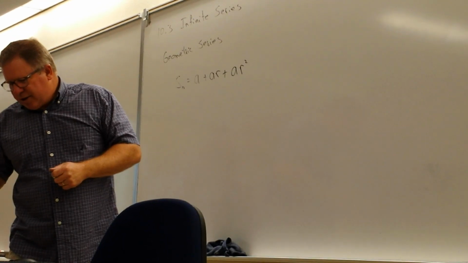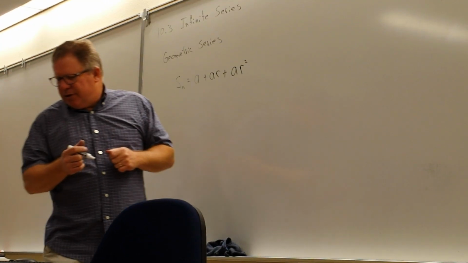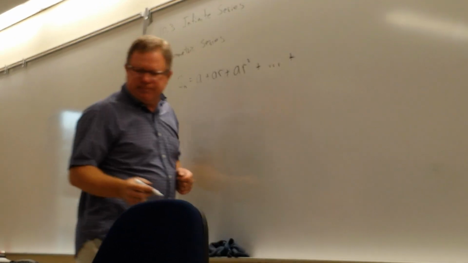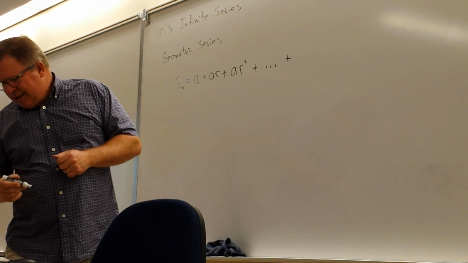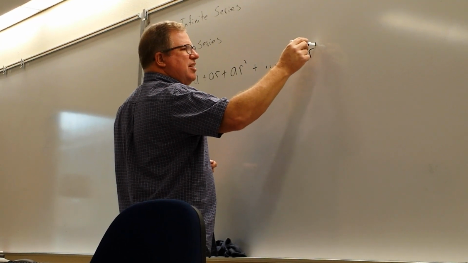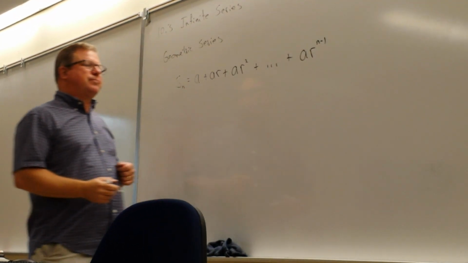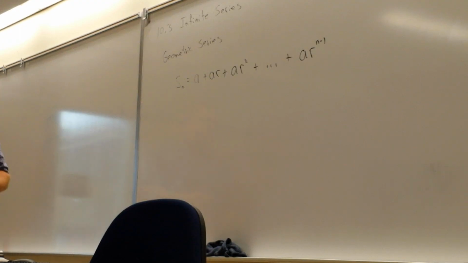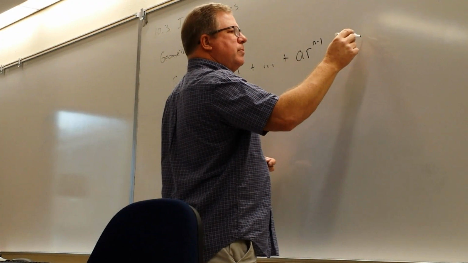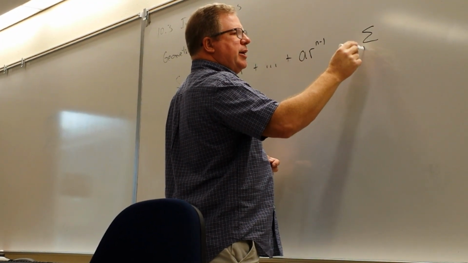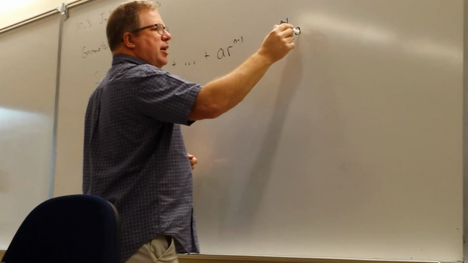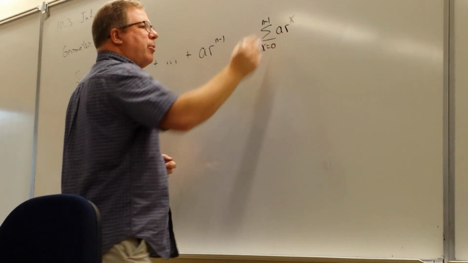So let's leave it like this. Plus, dot, dot, dot, plus, and I'm going to write this as ar to the n minus 1. This would equal the sum as k goes from 0 to n minus 1 of ar to the k power.